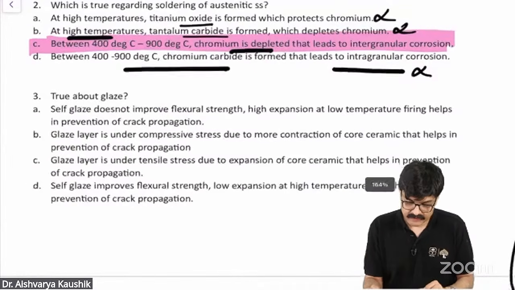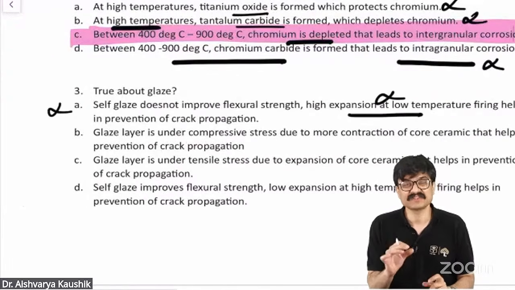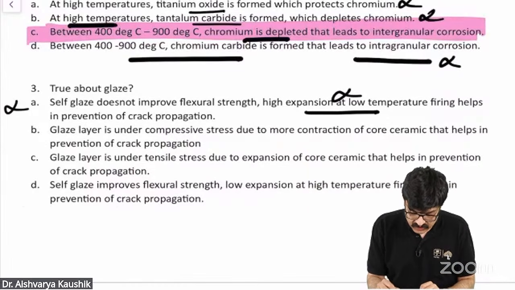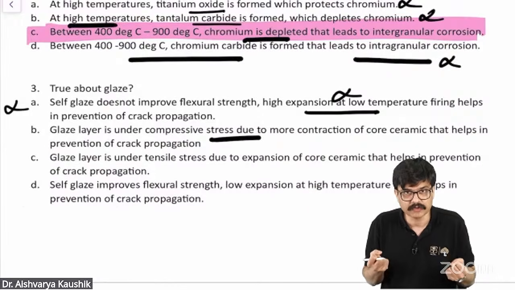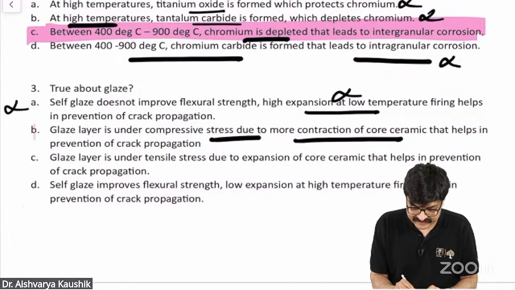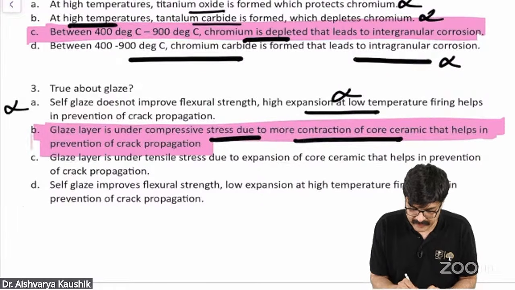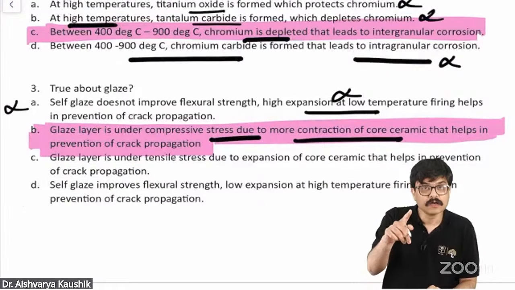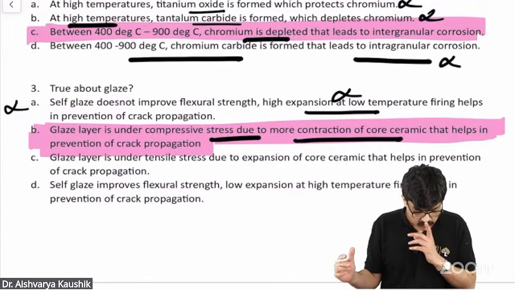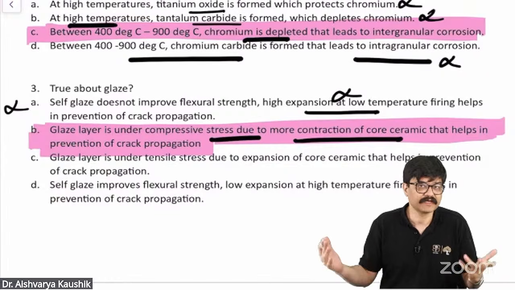First part seems right. But the second part is high expansion at low temperature. This is wrong. So this cannot be the answer. Why? Because glaze always has low expansion at high temperature. Next option, glaze layer is under a compressive stress, contraction, due to more contraction of coarse ceramic that helps in prevention of crack propagation. That is the answer, guys. Now, those of you who've got this answer right, pat your back. Third option, glaze layer is under tensile stress due to expansion of coarse ceramic. That's absolutely wrong. Fourth option, self-glaze improves the flexural strength. That's wrong. It does not have much effect on the flexural strength.